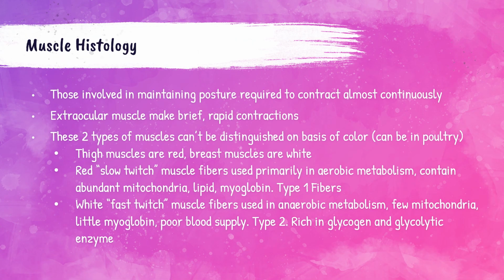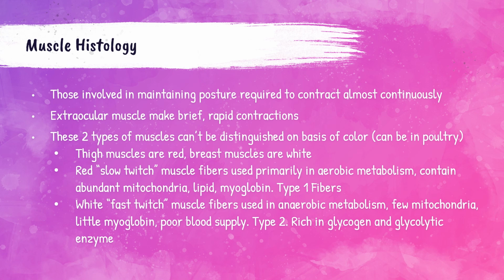Muscles that are responsible for helping to maintain a body's posture are required to contract continuously, while others, like extraocular muscle, make rapid contractions of brief duration. The extraocular muscles are the muscles of the eye. In the human body, these types of muscles cannot be distinguished from each other based on the color of the muscle. So when I'm talking about that, I'm talking about the ones that have to contract continuously and those that make more rapid contractions, all right? Again, these types of muscles can't be distinguished from each other based on color in humans.